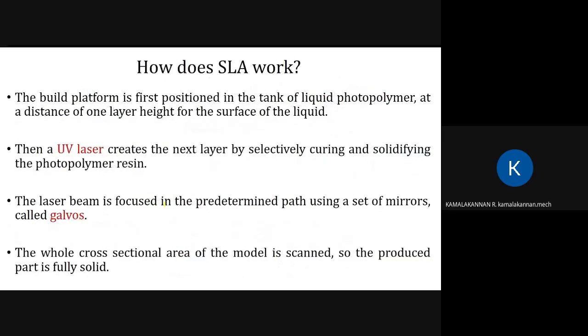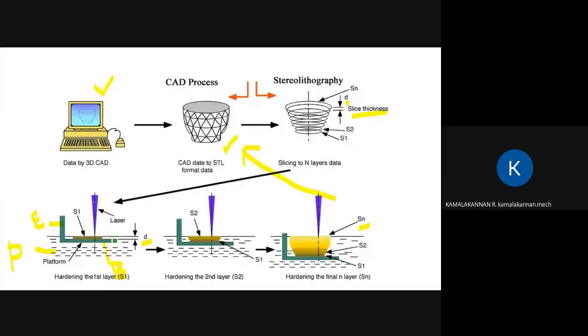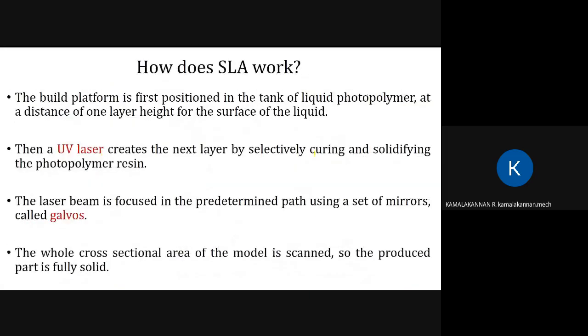See, the build platform is first positioned in the tank of liquid polymer at a distance of one layer height from the surface of the liquid. As I told you, this bed will be immersed depending upon the thickness. Then the UV laser creates the next layer by selectively curing and solidifying the photopolymer. Our product might be in a different shape, but with the help of a mirror, we make the UV light flow on the surface of the resin depending upon the shape. Because the UV light flows over the surface of the liquid, it will be cured. Once it is cured, the elevator will move down again according to the size of D.